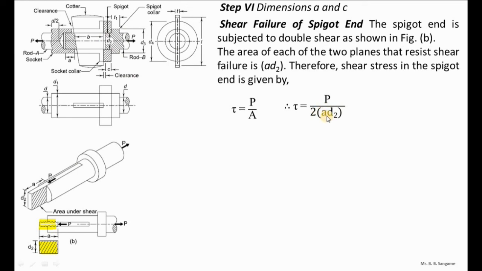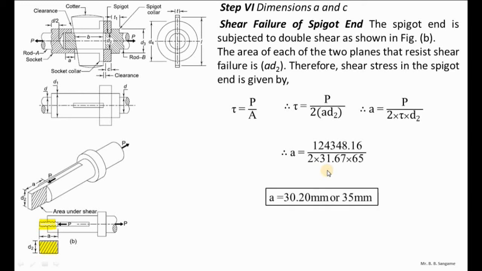Here we are going to calculate A, so I am going to rewrite the equation in terms of A. A equals P divided by 2 into tau into d2, where P is the applied force, tau is the permissible shear stress for the material of the spigot, which is given in the problem, and d2 is the diameter of the spigot, which we have calculated. There is no need to calculate tau. So let us calculate A. After simplification I found that A is 30.20, which I take as 35 mm.